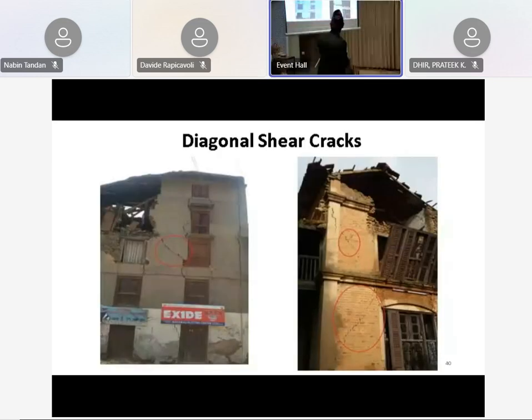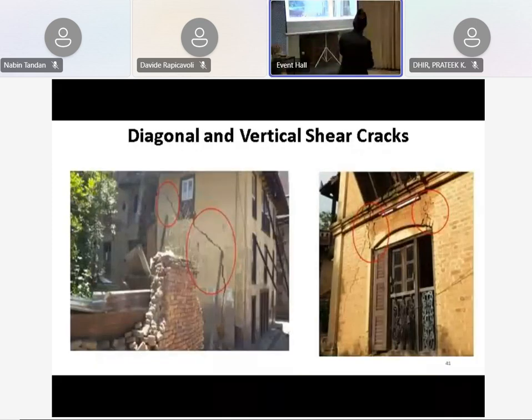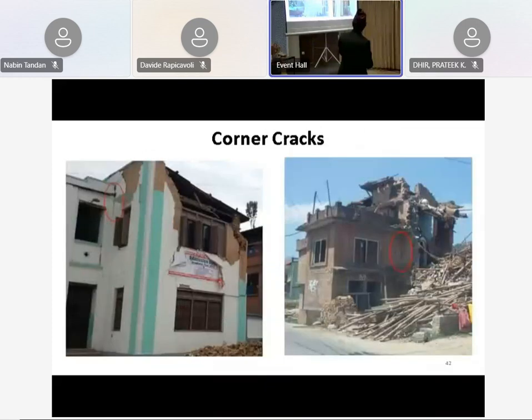We can see diagonal cracks here. These are residence buildings. The previous ones were palace-type buildings. This is a residence building of brick in mud mortar in the Kathmandu Valley, and how it fails. We can see the diagonal failure here, diagonal cracks. Next, out-of-plane failure and diagonal cracks here also. Here also. Next. And we can see the corner failures of the buildings.